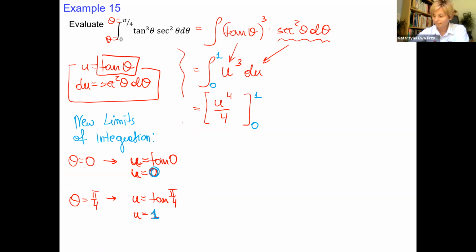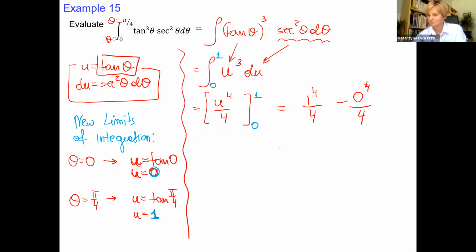Okay, let's define now. Actually, we can substitute 1 to the power of 4, and we can substitute 0. But of course, 0 is 0, so 1 over 4. That's the final answer. Okay, but please remember about the new limits of integration.